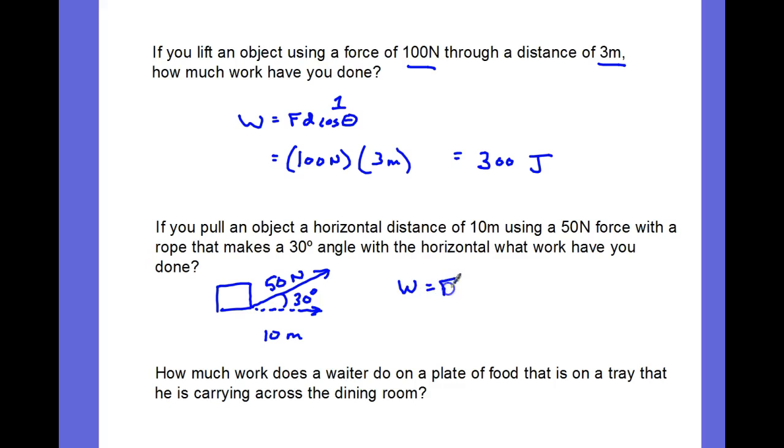So work equals FD cosine theta. It's going to be my force, 50 newtons, times the distance, 10 meters, times the cosine of 30 degrees, and the cosine of 30 degrees is 0.866.